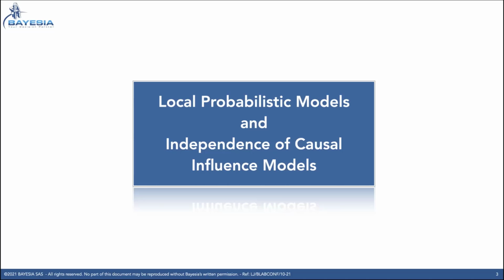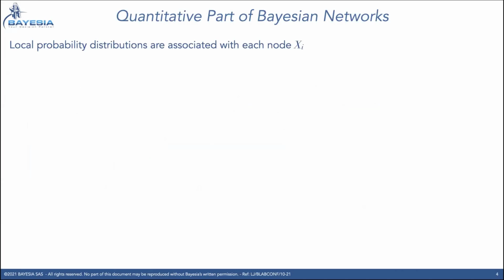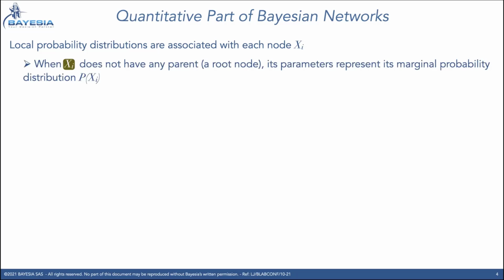probabilistic relationships. A Bayesian network is made of two parts. There is a qualitative part that describes the graph, so the nodes, the states, and the links between the nodes. And then we have a quantitative part that quantifies the relationship between the variables. We do that with local probability distributions that are associated with each node. Two scenarios: the first is that your node is what we call a root node, a node that does not have any parents.